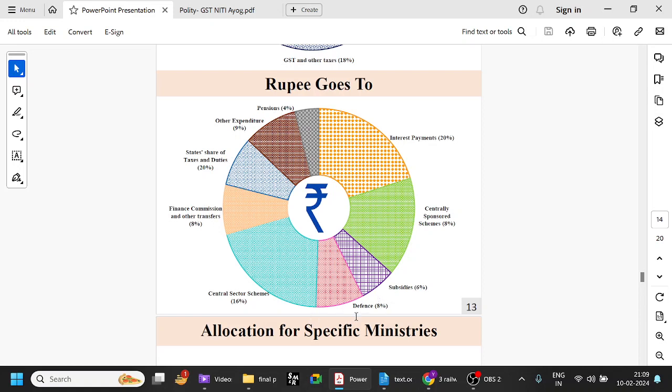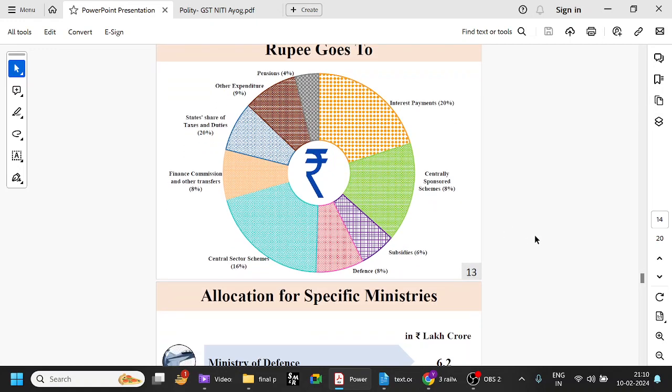And observe this defense. Okay, defense is one big area where we give a lot of allocation, 8%, because the security of the nation is also very important. Okay, and you can see others are finance commission and other transfers in the form of grants, etc. Okay, so try to remember this. What are the major expenditures? One thing is interest payments. Okay, because we are getting a lot of borrowings, and state share is going away, 20%. Central sector scheme 16, centrally sponsored 8%. Defense also 8%. So all these are important. Try to remember the figures also.